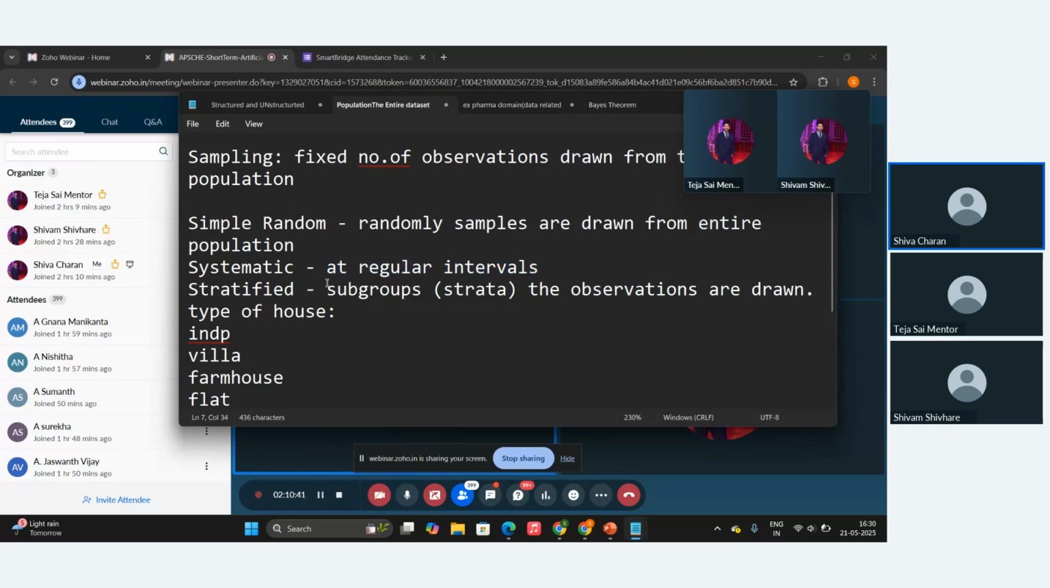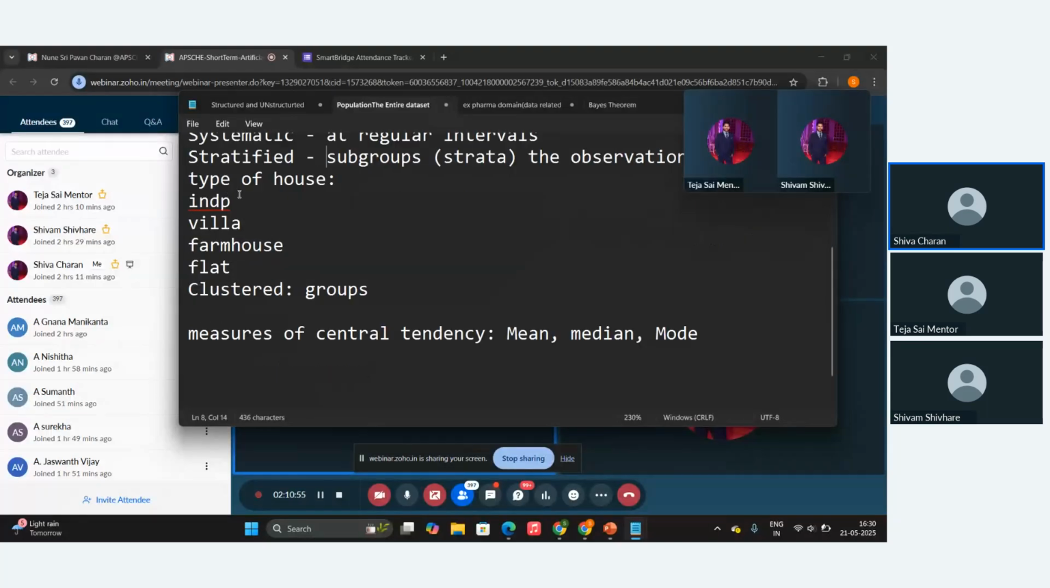Coming to stratified, we have subgroups, which can also be called strata, and the observations are drawn from the subgroups. I have a data set related to housing, and one of the columns is type of house: independent, villa, farmhouse, and flat. These four are subgroups, and from these four subgroups the data points will again be randomly considered.